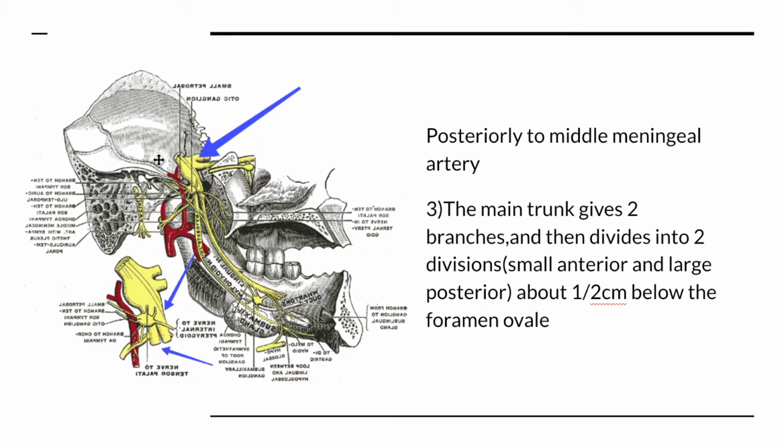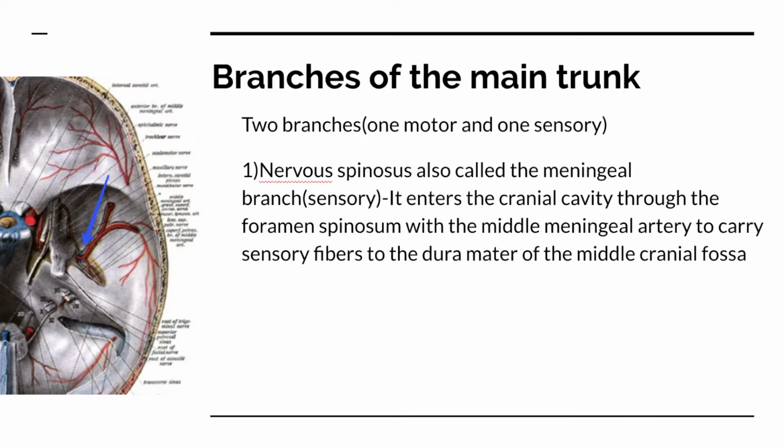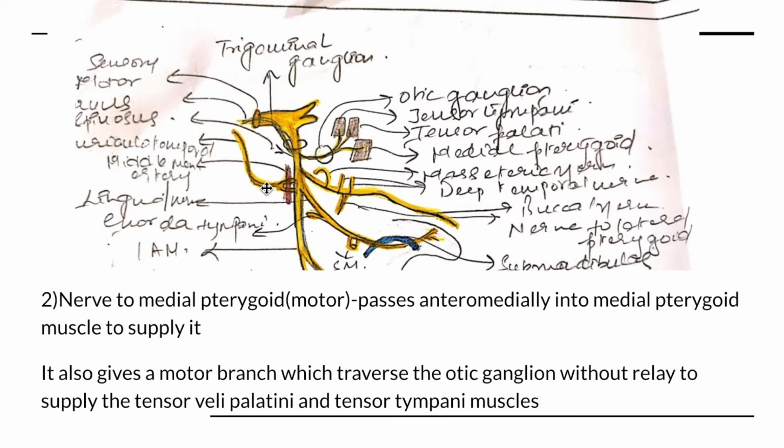Now it arises from the main trunk and passes upwards into the foramen spinosum, and here it supplies the dura. Now let's come to the second branch from the main trunk, which is the nerve to medial pterygoid. So this is the one. We have just seen the nervus spinosus, which has gone back through the foramen spinosum. It has gone into the middle cranial fossa.